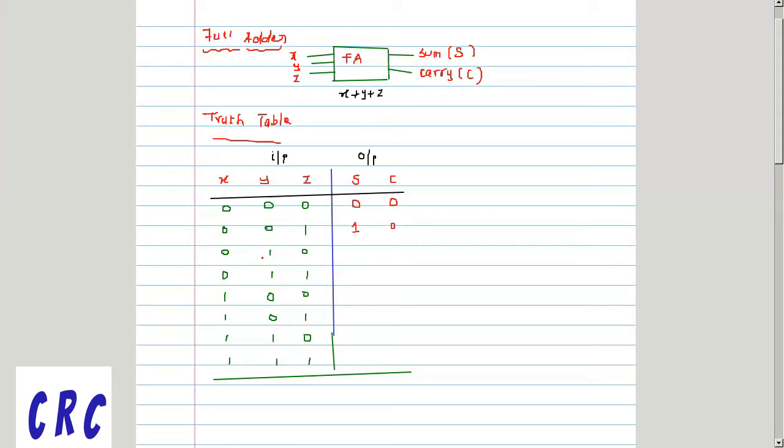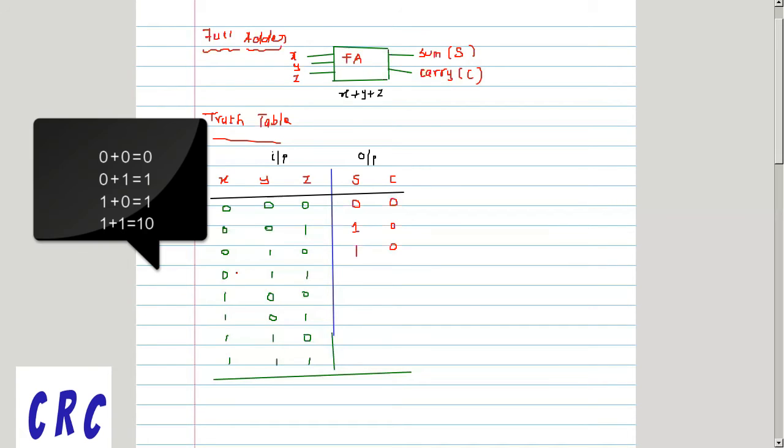If I'm adding 0, 1, 0: X is 0, Y is 1. 0 plus 1 is 1. So Y plus Z, my new value of Y is 1. 1 plus 0 is 1, so my sum is 1 and the carry is 0. Now go to the fourth row, in which X is 0, Y is 1. If I add 0 and 1, my answer is 1. So 1 plus 1 will give me the answer as 1, 0. In that, sum is 0, carry is 1.